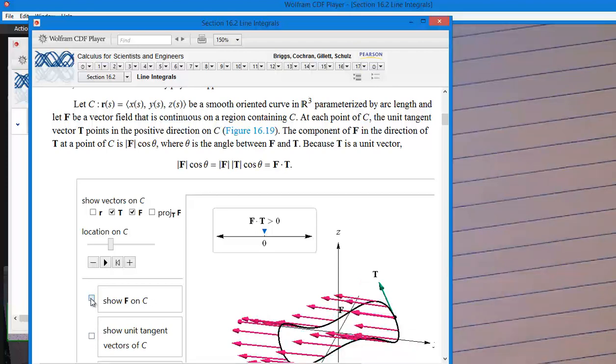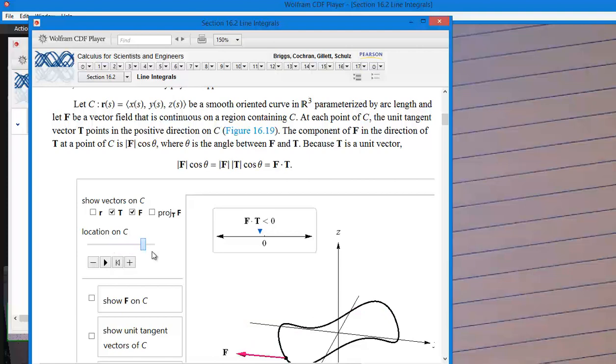Me neither. Let's try again. Here, let's move around. Do you notice anything? Well, they're different, right? F and T are different. Sometimes F dot T is positive. Sometimes F dot T is negative. They have this little chart up here. Can I get it to equal 0? What would that mean if F dot T is equal to 0? Then they're orthogonal, right? That's kind of a special situation, when the force is orthogonal to the velocity. We know that the velocity is in the direction of the unit tangent vector.